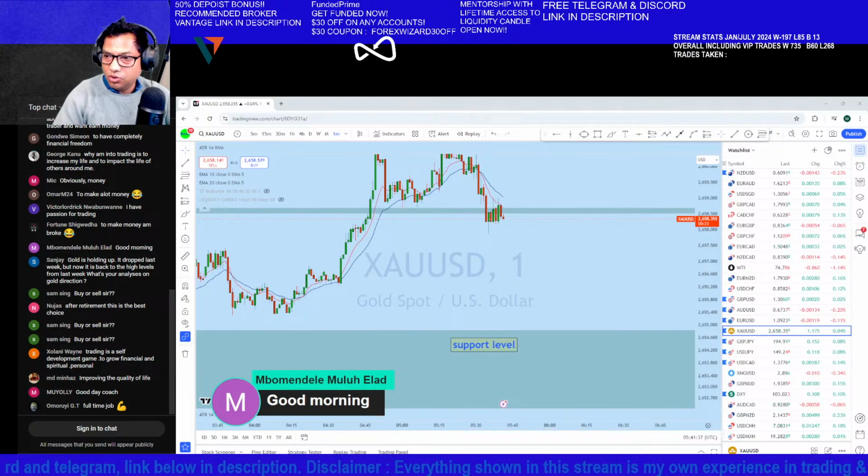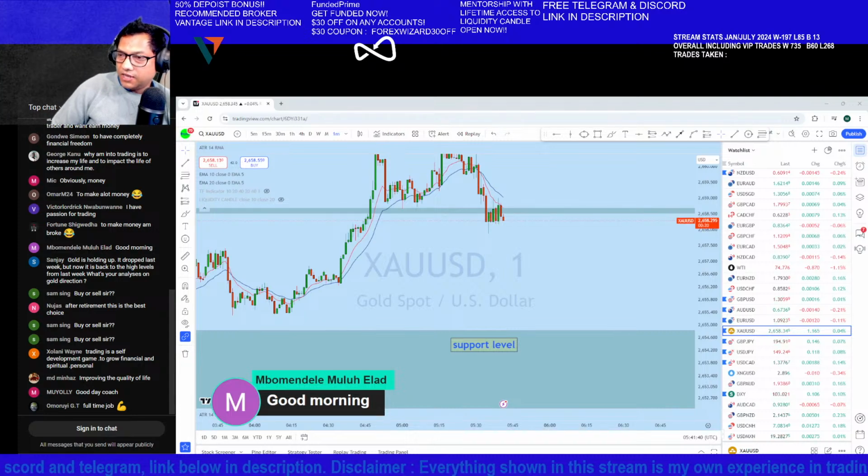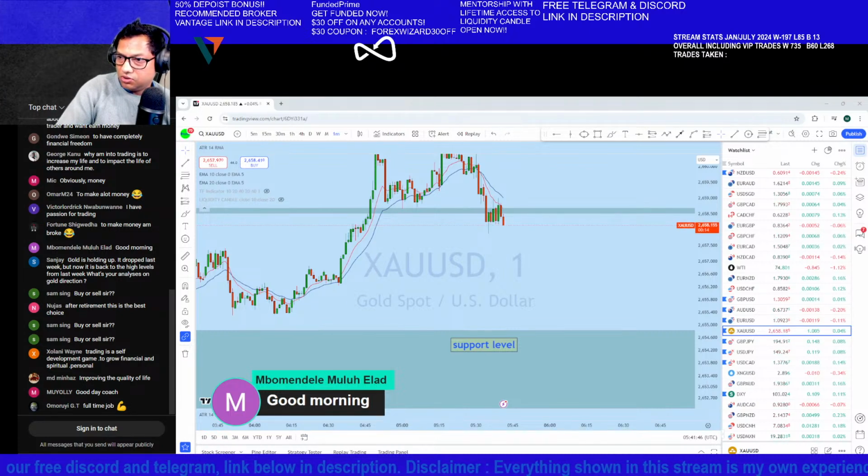Sinjay, gold is holding up. It dropped last week, but now it is back to the high levels from last week. What's your analysis on gold direction?